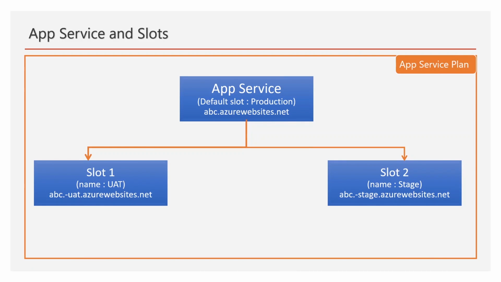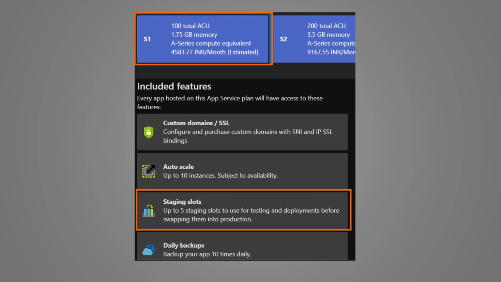By default, an app service itself is a slot, that is nothing but the default slot. The name of the default slot is production, and each slot acts like a standalone application. While creating slots, we can give any name to a custom slot, as here I have given UAT and stage. In a standard app service plan, it allows creating a maximum of 5 slots, including the default slot, for an app service.